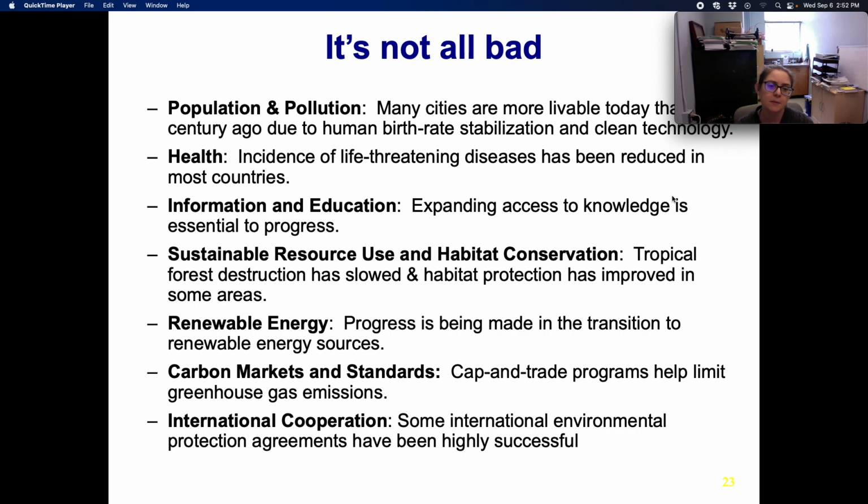We've also developed some carbon markets and standards. We have cap and trade programs to help limit greenhouse gas emissions, and we have a lot of international cooperation. So some international environmental protection agreements have been super successful and have helped the environment and prevented some species extinctions.